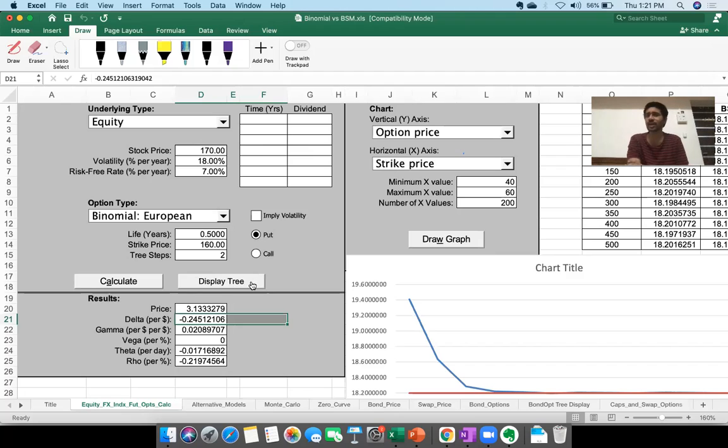And similarly, you can again press display tree for this as well. Simply, just to show you, I'm clicking on 8 tree steps, which means this is an 8-period binomial model, and I'm pressing calculate.